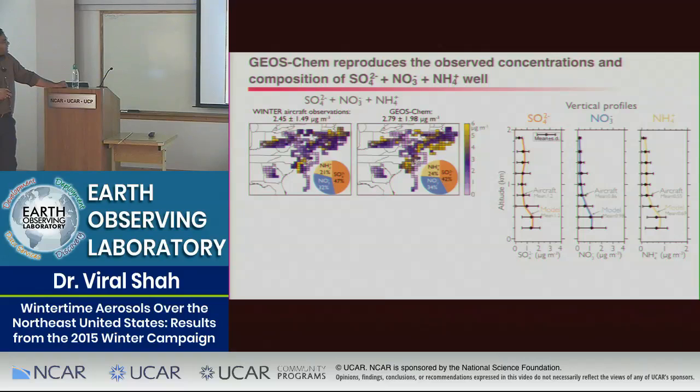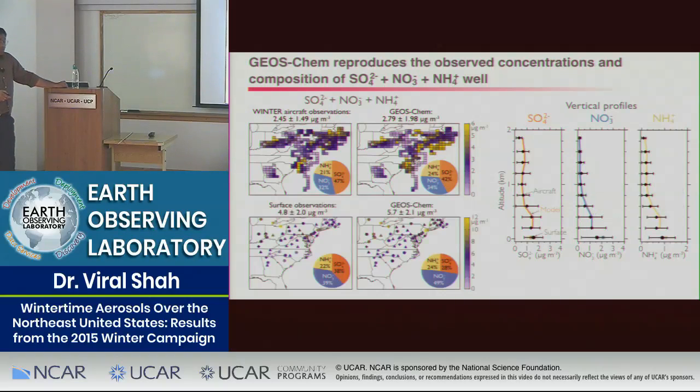We find that sulfate, for the winter observation, is the important species, but nitrate isn't that far lower than that, which is consistent with what we saw with the surface observations. If you look at the vertical profiles of sulfate, nitrate, and ammonium, we see that the model is able to capture the differences in these three species quite well. So the model is performing very well compared to the aircraft observations.